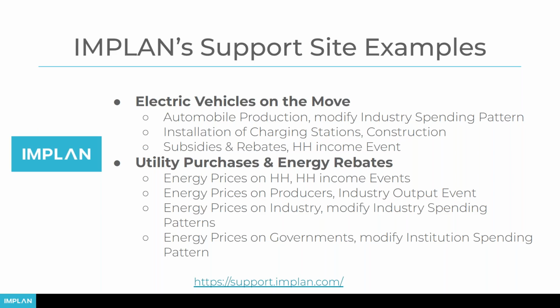Households, you want to set up those household income events. Producers, you might want to look at an industry output. So again, those are the people who are producing the products themselves, or a price change on industry. In that case, you want to look at modifying that industry spending pattern to remove, again, purchases from fossil fuels to a different renewable source. And then in governments, same thing. You're going to modify their spending pattern in the same type of way.